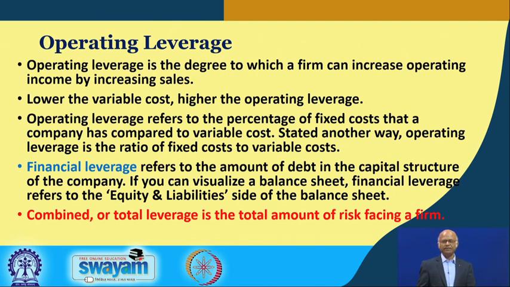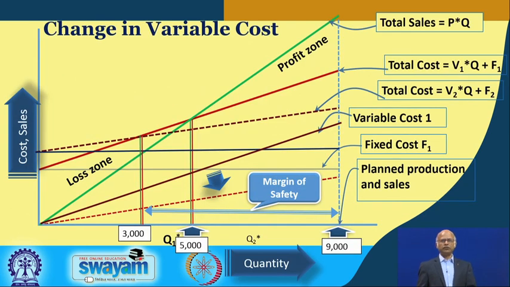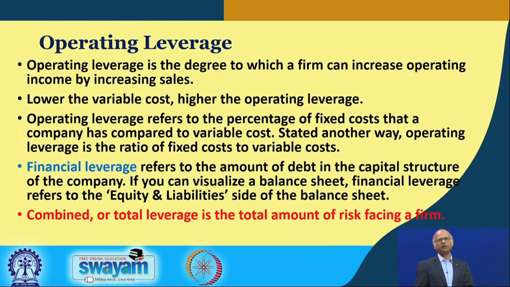And what happens in that case? See, your variable cost has gone down, fixed cost has gone up, but look at the angle between the sales line and the total cost line. The angle actually has increased. That means for every incremental sale, you are making more operating profit, which is the definition of operating leverage. For every incremental sale beyond the break-even point, you make more profit.